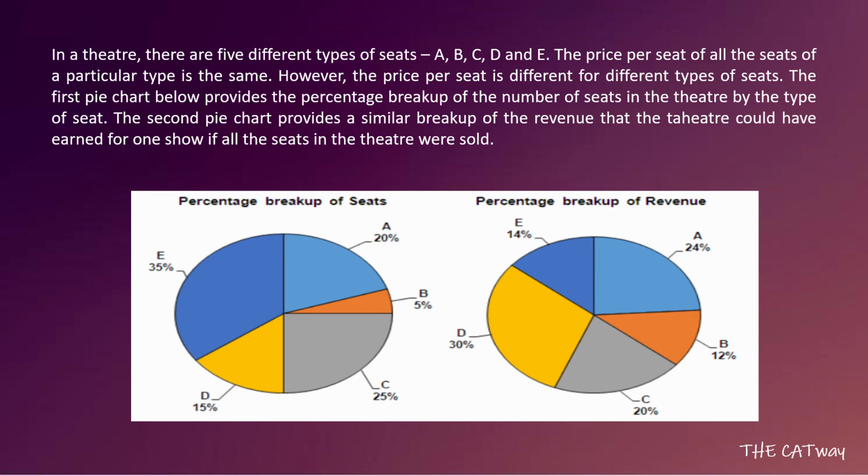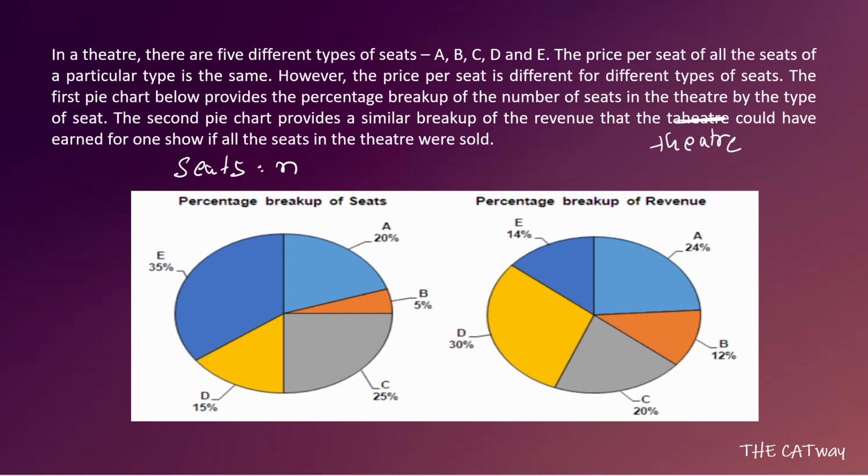of seat. So what we can do is we can take the total number of seats as n, and then we can distribute all the seats in terms of n. Like A will be 0.2n, B will be 0.05n, C will be 0.25n, and in the same way we can distribute them. The second pie chart provides a similar breakup of revenue at the theater. The spelling is wrong. It will be theater.